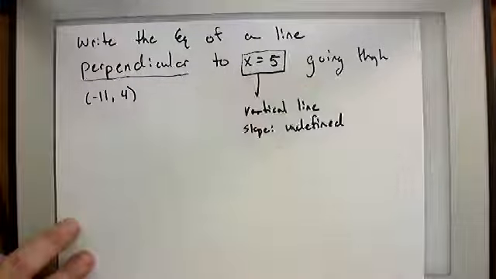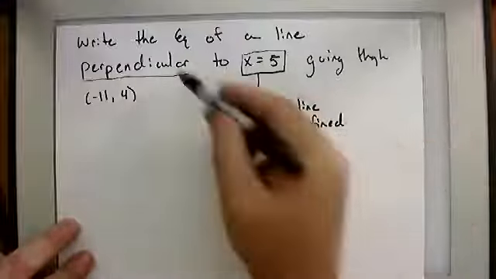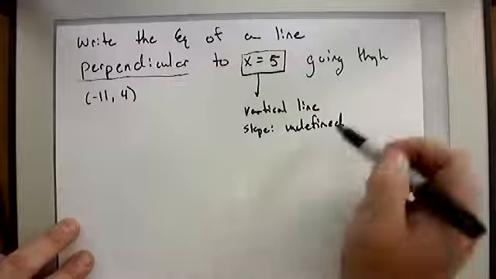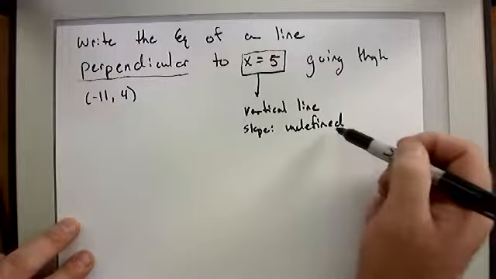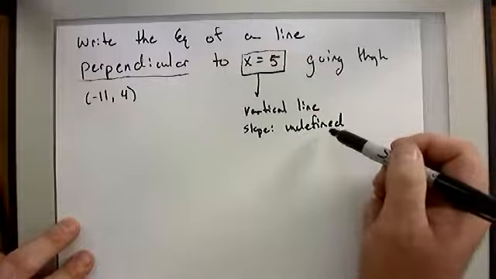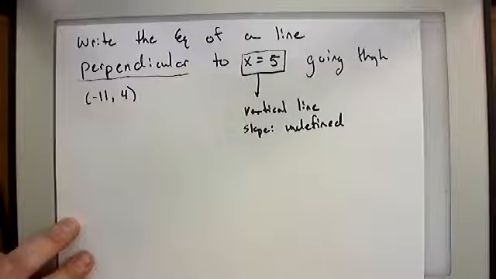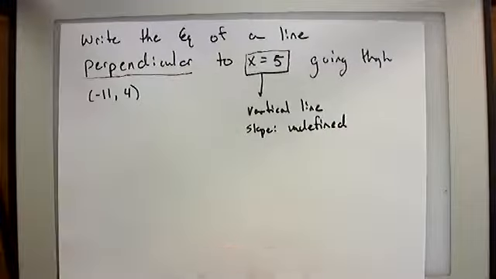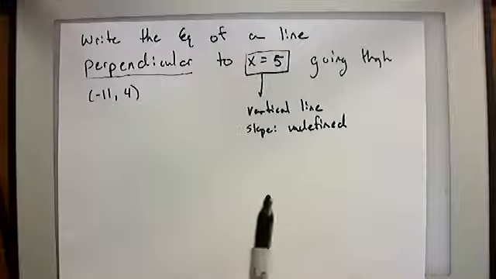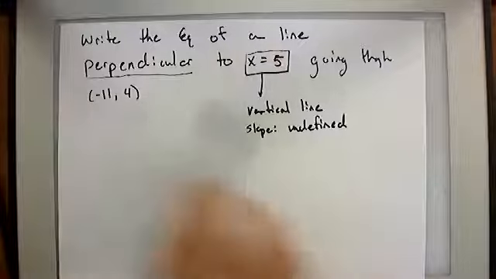We're supposed to be perpendicular to that. Well, how do you take undefined and flip it, right? Perpendicular means change the sign and flip it. How do you change the sign of undefined and flip it? Well, you don't. So we're kind of stuck. And I think this is where most people get stuck. They recognize that it's a vertical line. They know the slope's undefined, but they don't know how to do perpendicular to that.